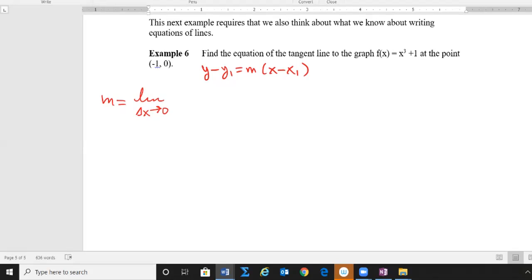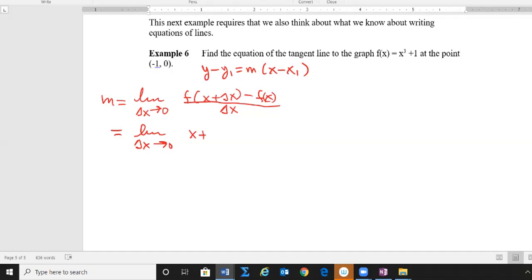You could have used the other form, f of x minus f of c over x minus c. We could use that form if you really want. It's about the same amount of work either way. So we'll do it this way. We'll take the f of x plus delta x minus f of x over the delta x. Okay, now it's going to be a little algebra in here because of that function.